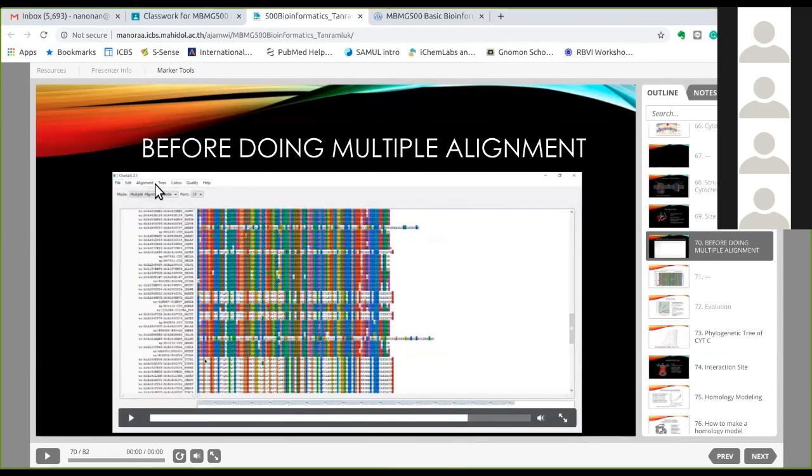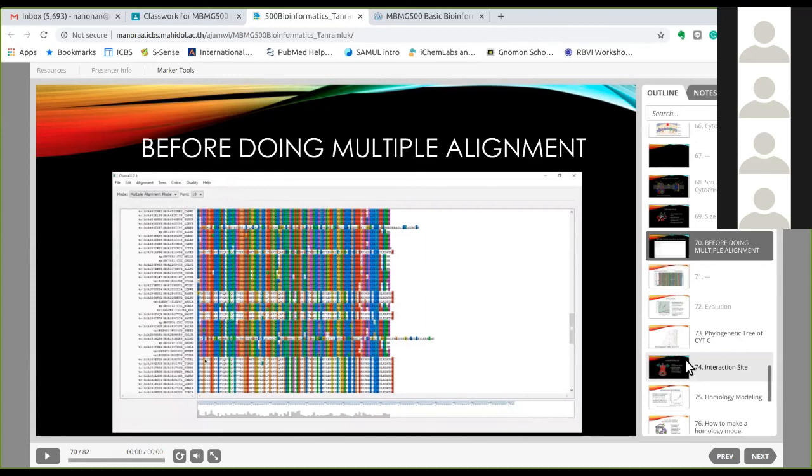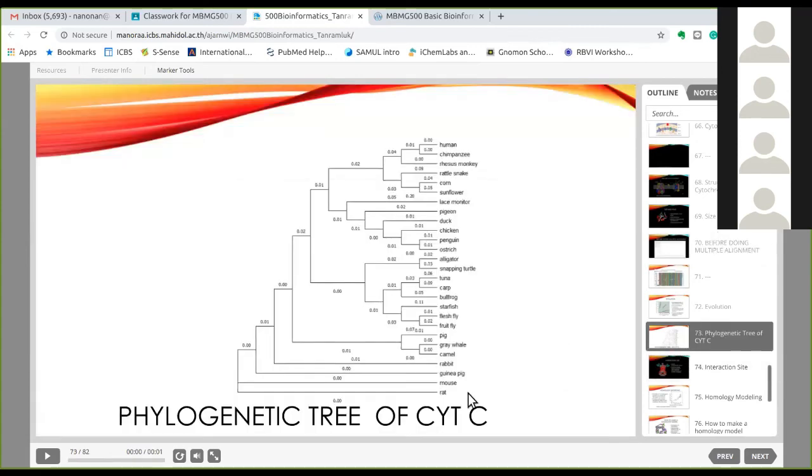After you get the alignment, you can have this button called trees here. If you click on tree, you can build the relationship with the alignment, and then you can see the phylogenetic tree of cytochrome C. In this phylogenetic tree, the ones that pair together are more closely related to one another.